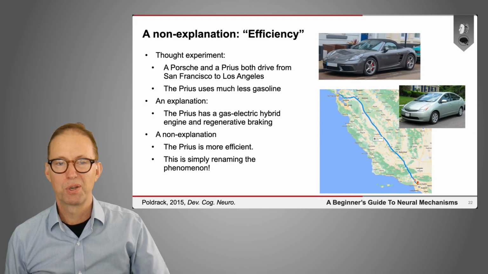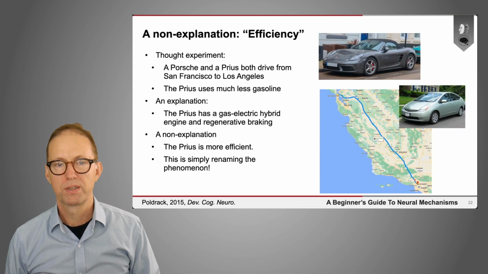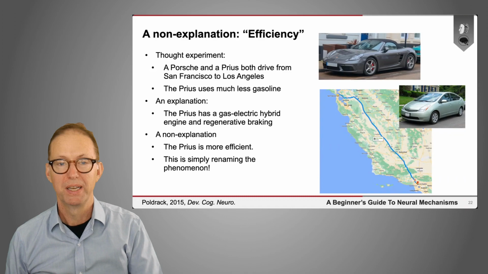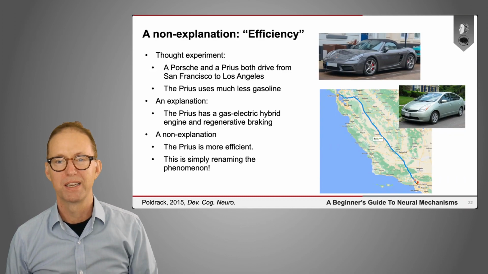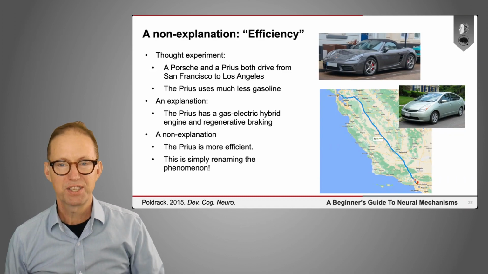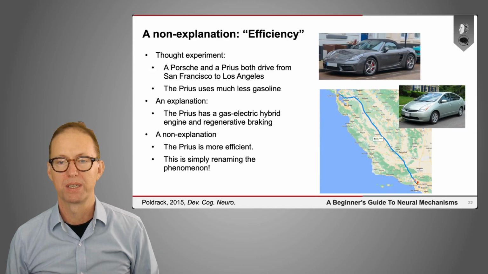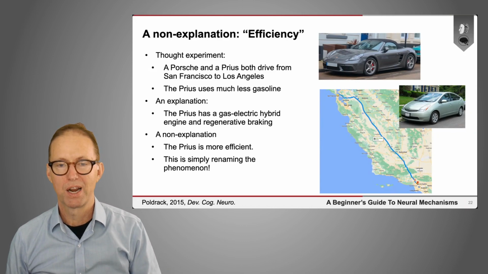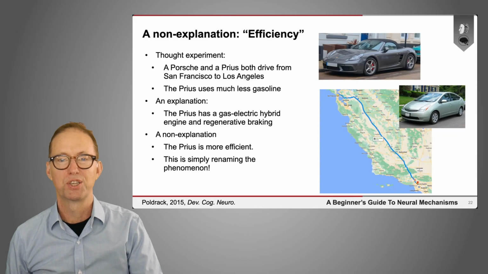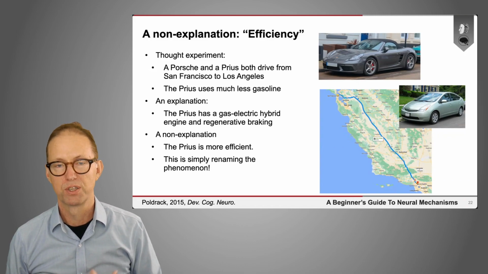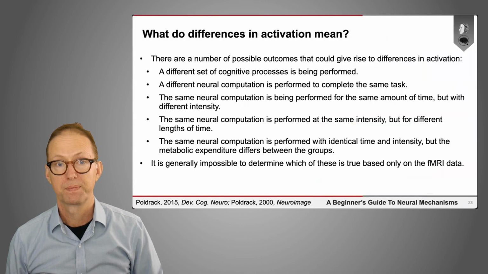Now, somebody might also say, well, why does the Prius use less gasoline? Well, it's because it's more efficient, right? And we would never accept that as an explanation for why the Prius is actually using less gasoline, right? It's simply renaming the phenomenon of using less gasoline. So we have to be very careful about things that seem like explanations, but aren't really explanations at all. They're just renaming the phenomenon.